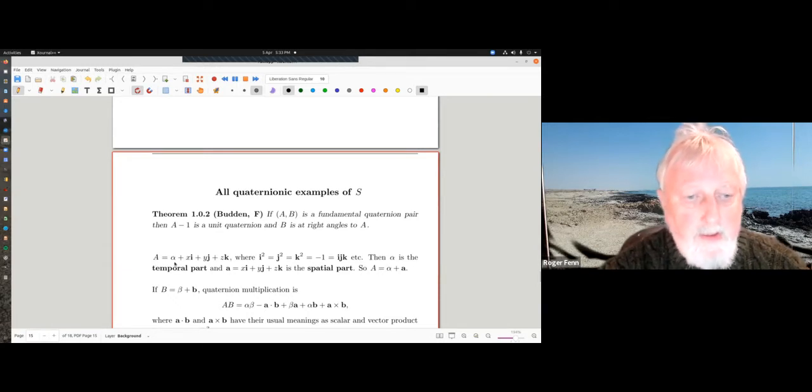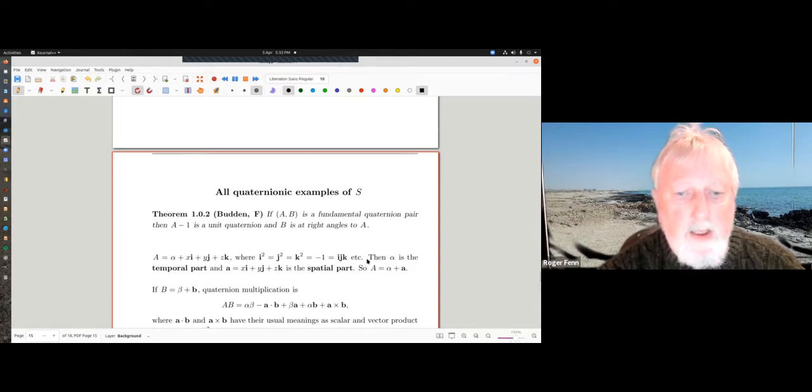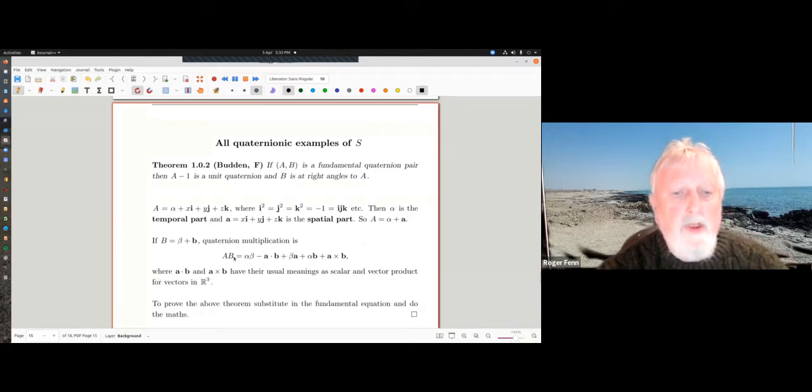So here's a quaternion A. It's got a real bit, and then a coefficient of I, coefficient of J, and coefficient of K. Alpha is the temporal part, the time part, and little a here is the spatial part. So any quaternion can be written as a time part and a spatial part. And then you can write down the multiplication. A times B is alpha times beta, minus a dot b, the scalar product, and then a linear combination of the a's and the b's, and then the vector product, a cross b. This is all in terms of the sort of things you did at university when you were doing vector calculus.